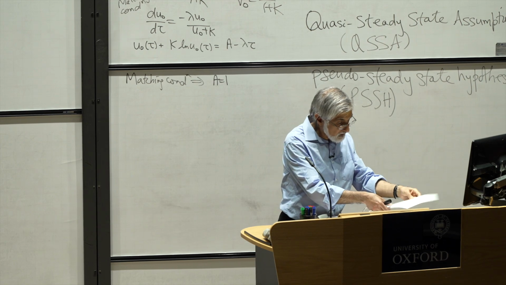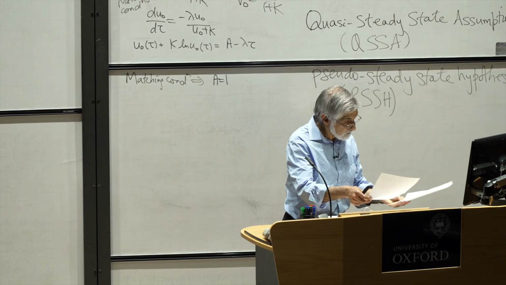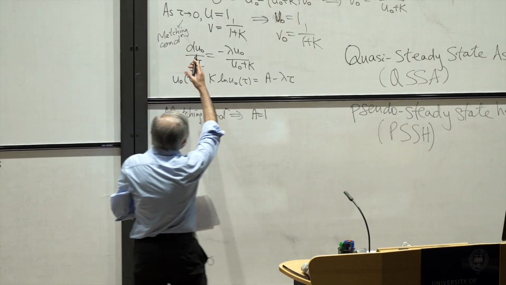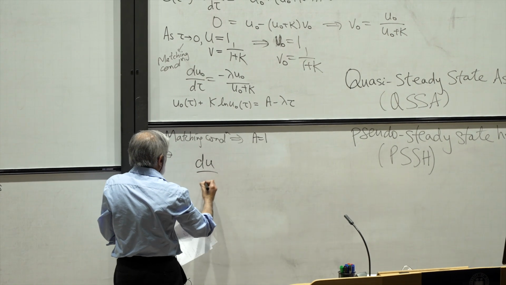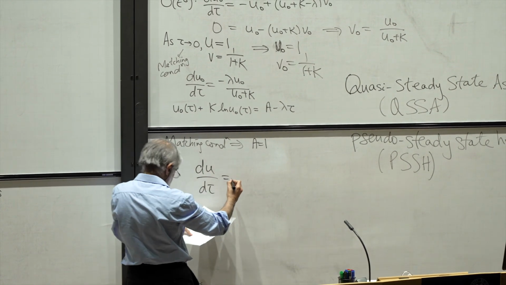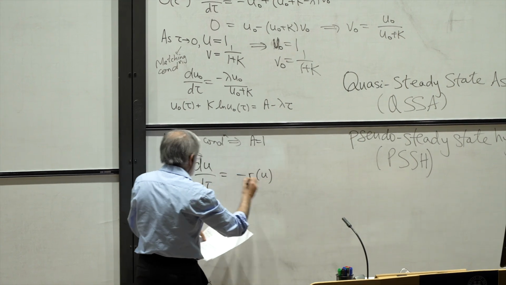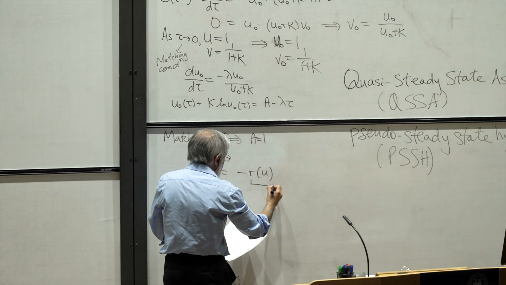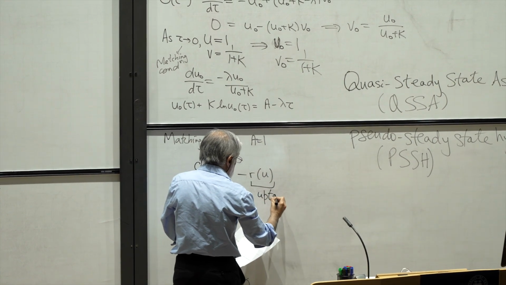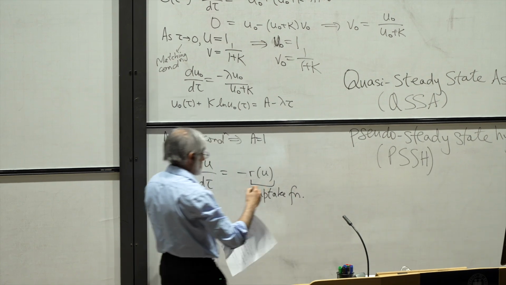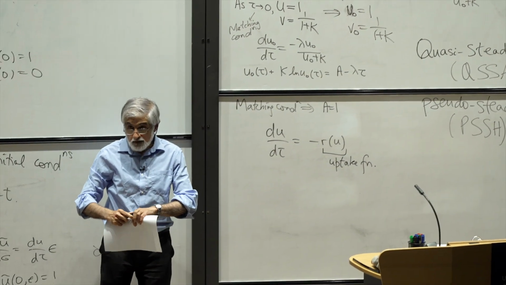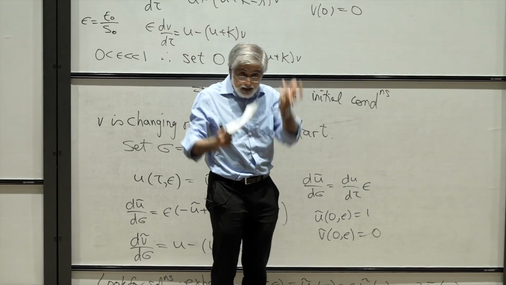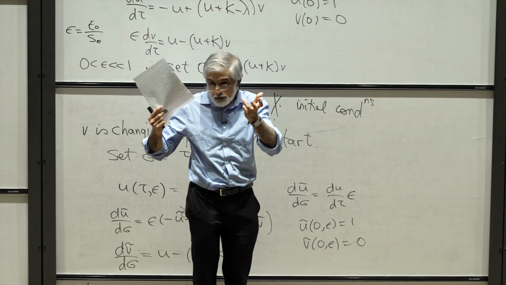And so just some terminology. What we call this, so we've got here du by d tau is equal to minus ru. This is called the uptake function. In other words, it's the function that describes the rate at which we're taking up the enzyme, the substrate, okay?